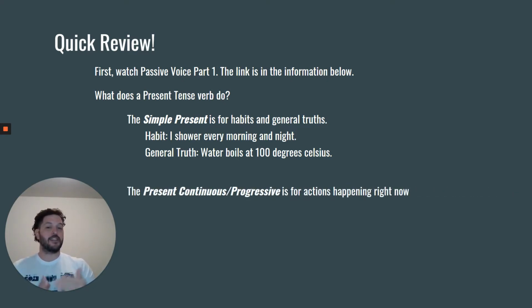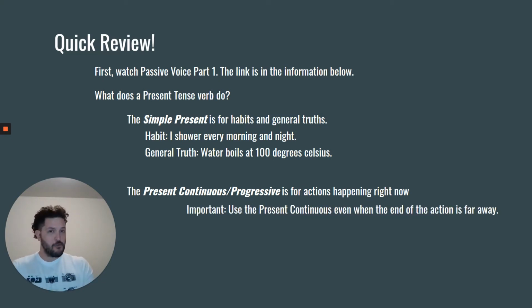The present continuous or progressive. Those words mean the same thing, okay? So if you have a teacher that says present continuous, it's the same as progressive. All right, don't get confused. This is for actions happening right now, right? They're presently happening and will continue into the future. And you should use the present continuous when you don't know how far away the ending of that event is. Here are some examples.